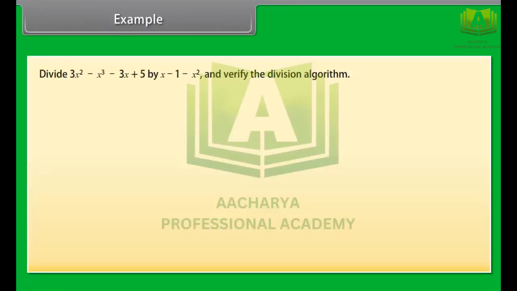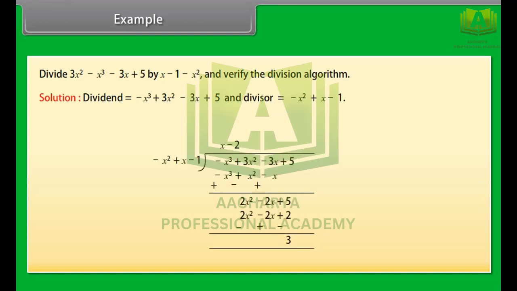Example: divide 3x square minus x cube minus 3x plus 5 by x minus 1 minus x square and verify the division algorithm. Solution: firstly, we will write both the dividend and divisor in decreasing orders of their degrees. Dividend is equal to minus x cube plus 3x square minus 3x plus 5 and divisor is equal to minus x square plus x minus 1. By dividing we get quotient is equal to x minus 2 and remainder is equal to 3.